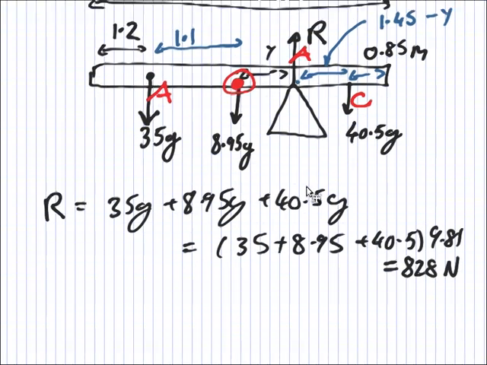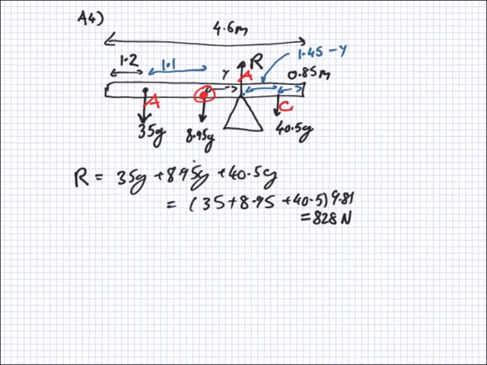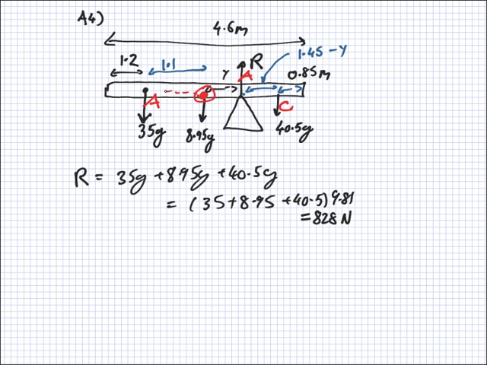Okay? So let's calculate. The first one, what's the distance here? It's 1.1 times 35g. And I have another one here, yeah, plus y times 828. That's this one here. That should equal this distance times 40.5g. Now what's that distance? It's y plus that distance, which is 1.45. Is it?